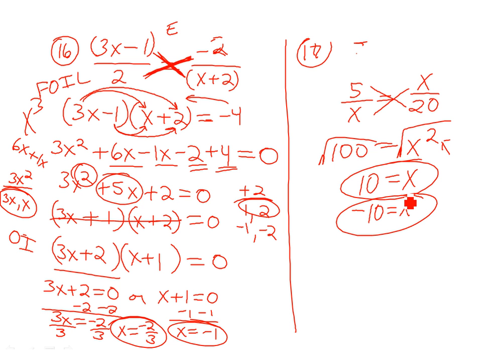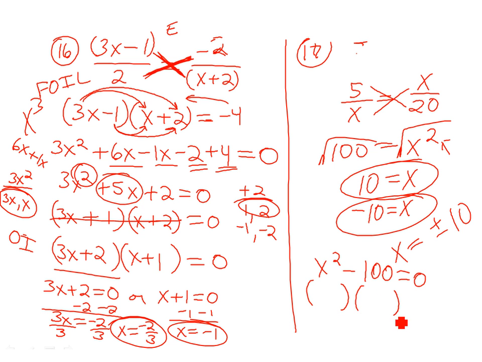Probably last year in algebra, you might have written it this way. Does anybody remember doing it that way? X equals plus or minus 10. That's the only thing you remember? The plus or minus? Now, if we would have done it a different way, we could have moved that 100 over to the other side, and it would have said x squared minus 100 equals 0. We could have factored it, just like we did on this one. What are the factors of x squared? X and x. What are the factors of negative 100?